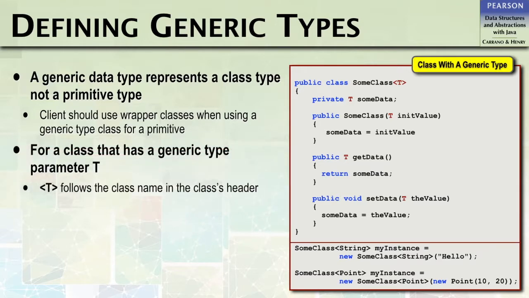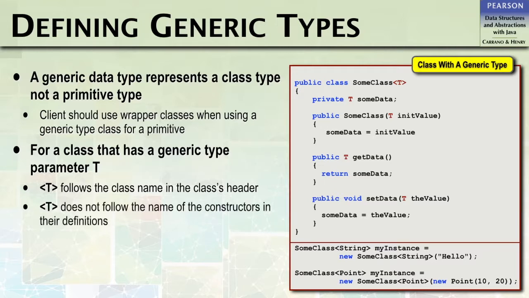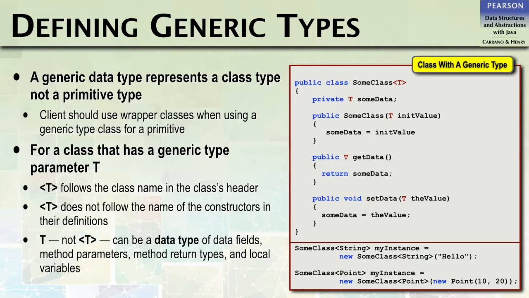Some of the rules for classes that are of a generic type: we use the type parameter T. The only place we need to use the type parameter T in angle brackets is in the class's header. The T in angle brackets does not follow the name in the constructors or in any of the methods. We use T as a data type inside our class definition, and this T can be used as a data field data type, the type of method parameters, method return values, and local variables inside our methods.